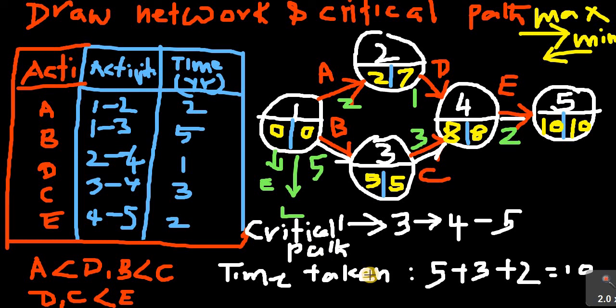As for the project time, we can say the project given by activities A, B, C, D, E takes the corresponding times 2, 5, 1, 3, 2. Then the critical path is 1 to 3, 3 to 4, 4 to 5, and the time taken through the critical path is 10 years. Okay, so that's all for the problem. This is the way we have to do the problem. Thank you.